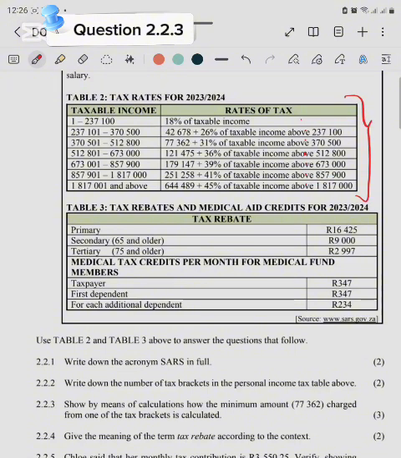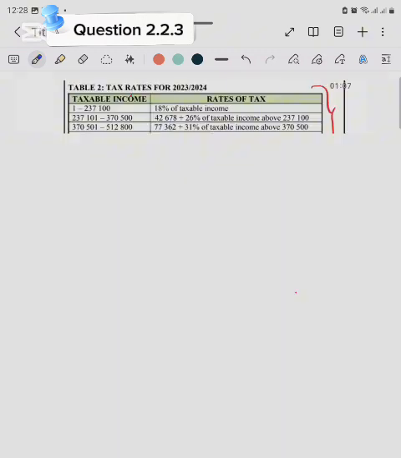Then they say show by means of calculation how the minimum amount of 77,362 was charged from one of the tax brackets. So if we look in our tax table over here, we can see we're looking at bracket number 3, where the 77,000 is coming from. Now, realistically, where do they get that from? It's actually from the row above it. So let me put this on a new page, and then we can see how that gets calculated.